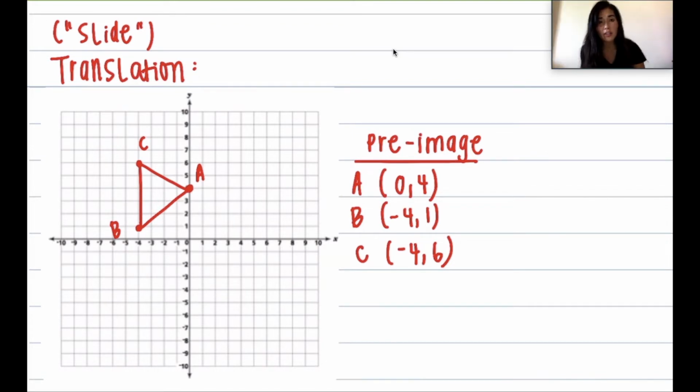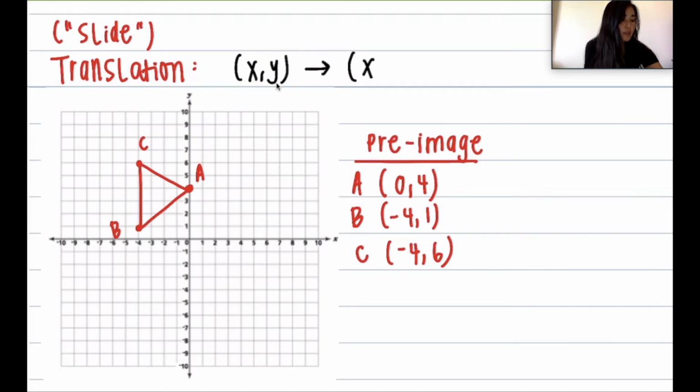All right, how you're going to know how to shift your shape is there's going to be a rule written. It's going to look something like this. It's going to start with X, Y, and they're telling you to take the ordered pair and shift or slide it somehow. For example, our rule might look like this: X plus 4, and then Y minus 6. What that means is we're going to take our X and Y values, these ordered pairs, and apply this rule to it. They're saying that for every X value, we're going to add 4. We'll go ahead and do that together.